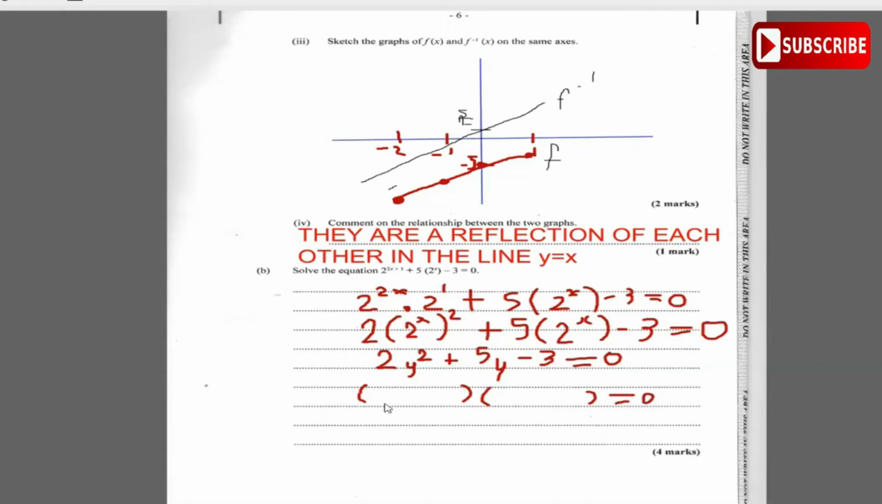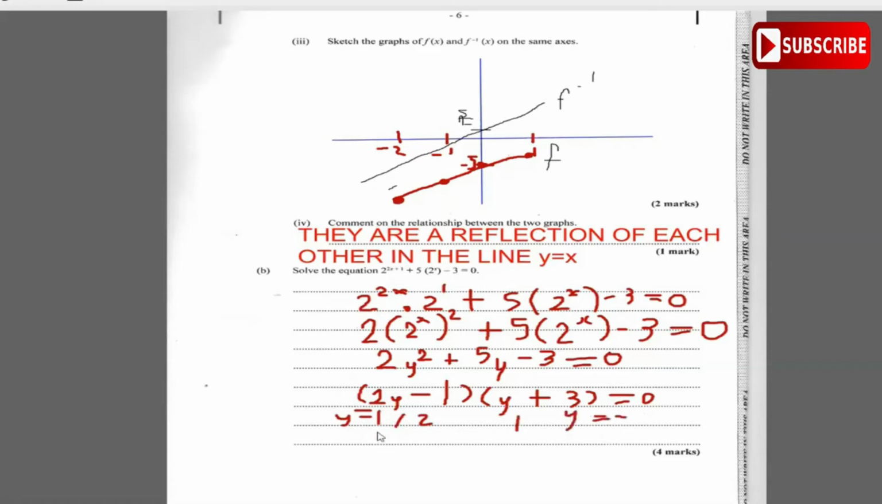Now 2y squared can be broken up as 2y multiplied by y, and for minus 3, it's going to be 3 and 1. Signs are different, and the bigger number goes with the plus, so you put a plus here and a minus here. Let's check if we factorized it right. This times this is 6y minus y, which is plus 5y, so this is correct. So what are we saying from this? We're getting that y is equal to a half. And from over here, we're getting y equal to -3.